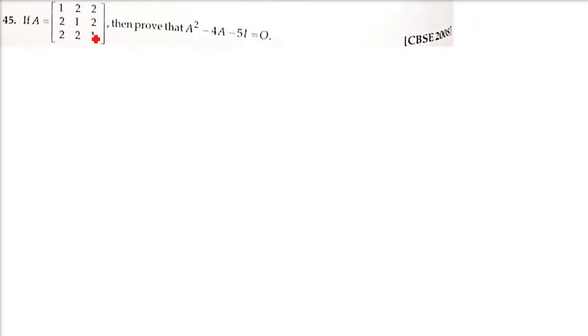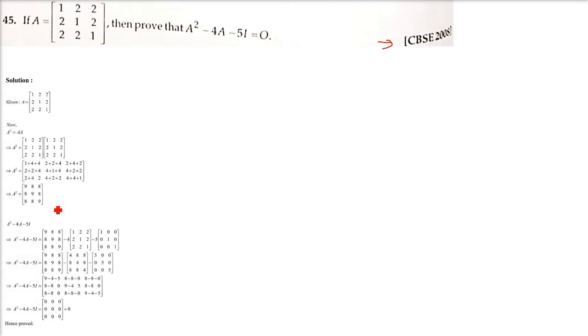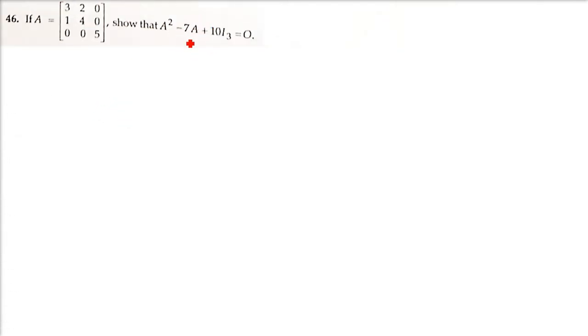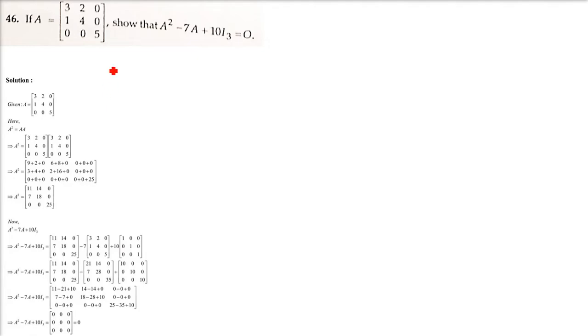So A is this, and we have to prove. We have already done this kind of question. Just put A square and I here, and then it will be 0. Same case here, same thing. Since we have 4 zeros, it will be easier to do.